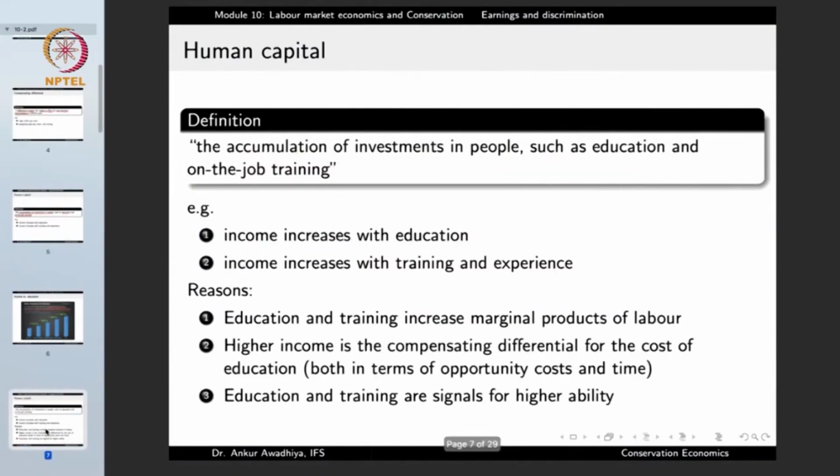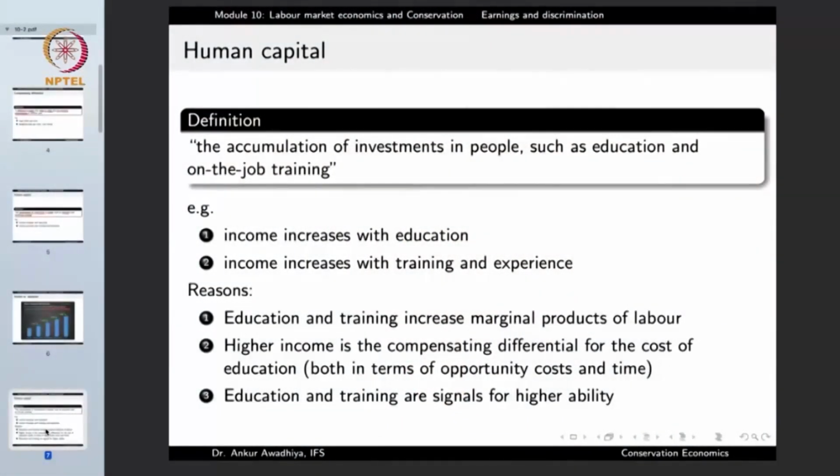Now the question is, why should somebody do that? Why should a firm pay more to a person who has a higher amount of human capital accumulated in that person? And there are several reasons. One, education and training increase the marginal products of labor. And this is true to quite an extent. Education and training increase the marginal products of labor.